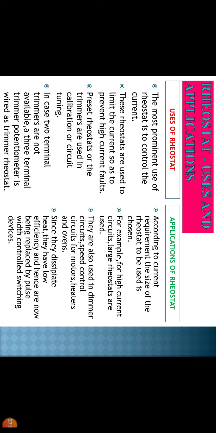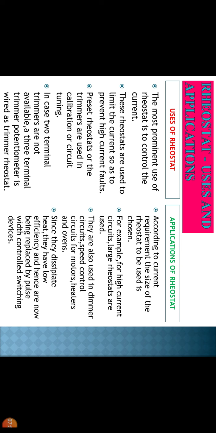According to the current requirement, the size of the rheostat to be used is chosen. For example, if you want to pull out a screw, if it is small, then you will need a small screwdriver. If it is large, you will need a large screwdriver. In a rheostat it is also the same. If you want to pass a large current, then you will need a large rheostat, and if you want to pass a small current, then you want a small rheostat.